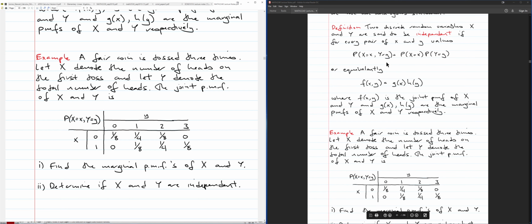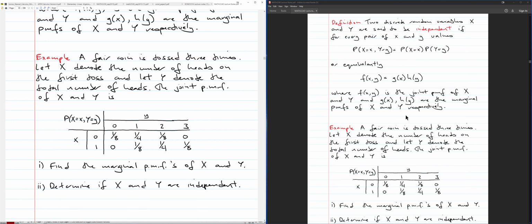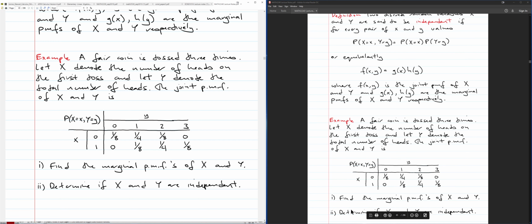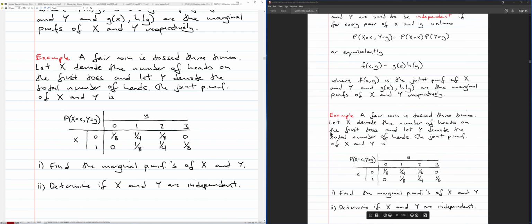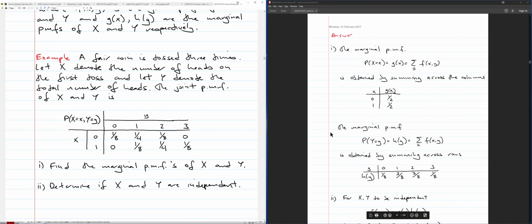Notice here, in order to check to see if random variables X and Y are independent, what you're doing is comparing the joint PMF to the marginals. If your joint PMF is equal to the product of the marginal distributions, then you have independence. Otherwise, it's not independent. So you need part 1 in order to do part 2, because for part 2 you need marginal PMFs. Okay, so let's work this out.